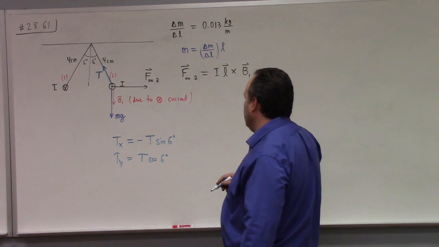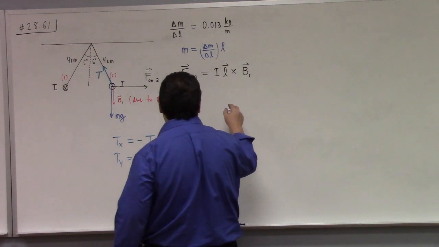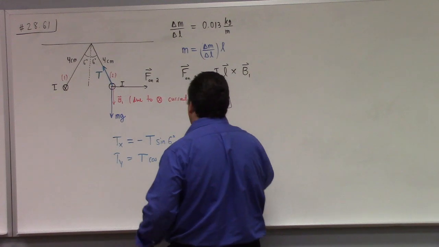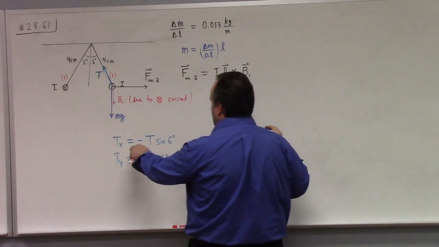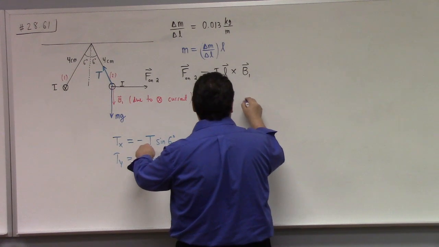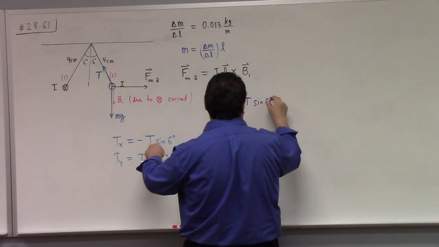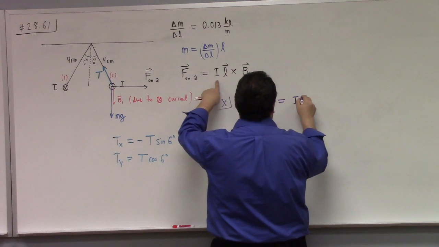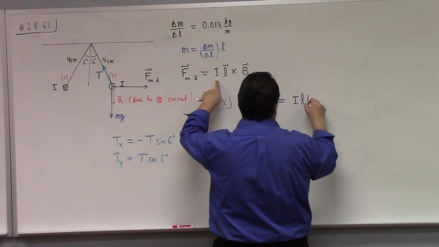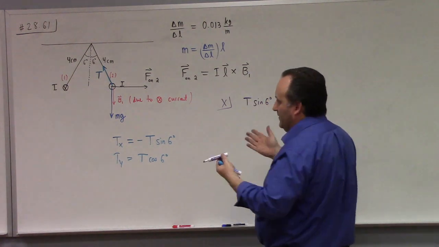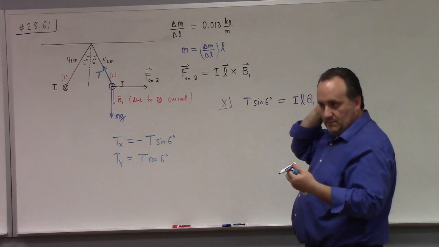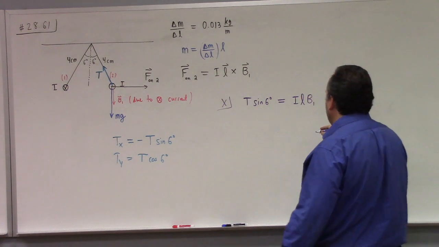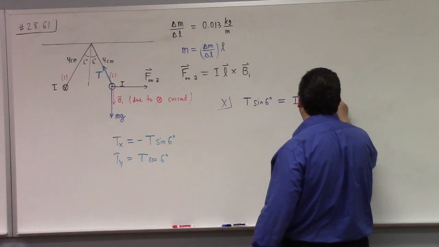Great. We can just break these equations down into components. That's what I would do. So I need the T times the sine of 6 degrees to balance out. That must be equal to this one right here, I L B1. I can drop the cross product because they're perpendicular vectors, the B1 and the L. And I can be more specific here too.